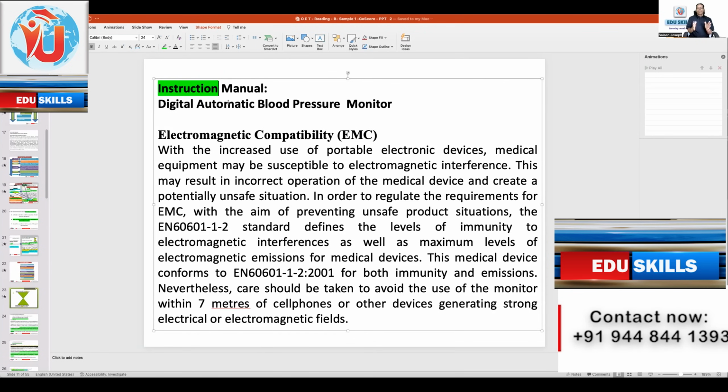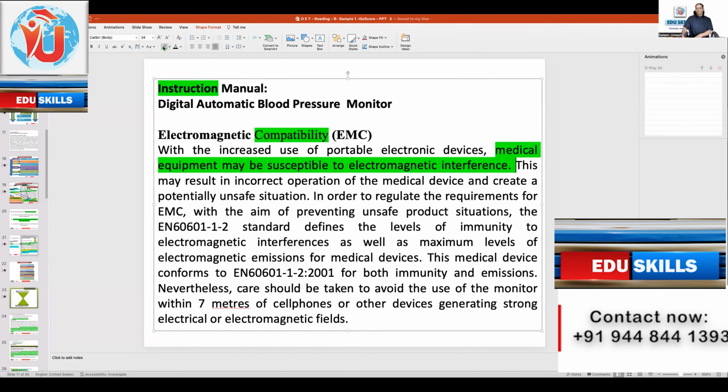So the answer must be based on that. Okay, if it is instruction, now we'll look into that. Now, here there is something called the heading, and the key word in the heading is compatibility. Keyword is compatibility.